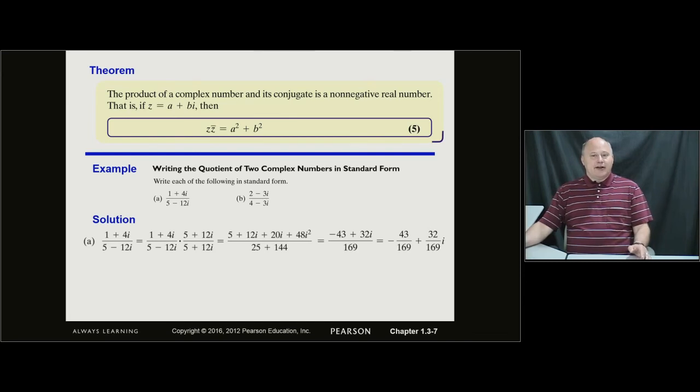And like we said prior to this, if we're dividing by a real number, it's just a matter of separating into two parts. So it becomes negative 43 over 169 plus 32 over 169 i. Yeah, when you divide complex numbers by complex numbers, usually you end up with fractional coefficients.